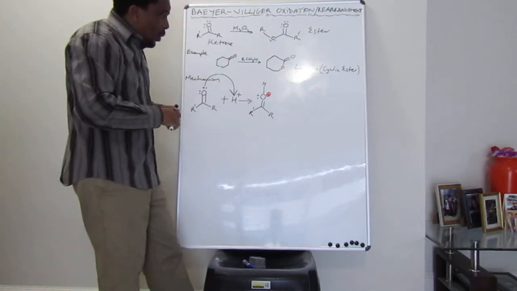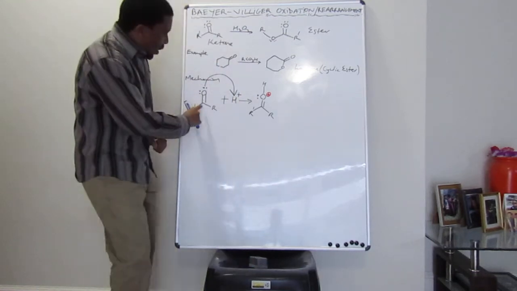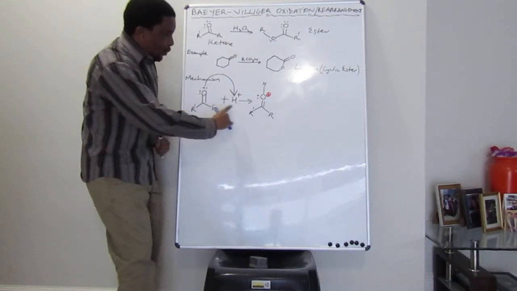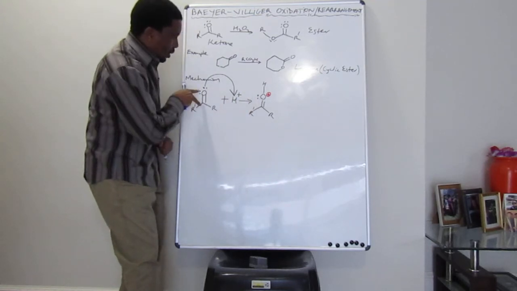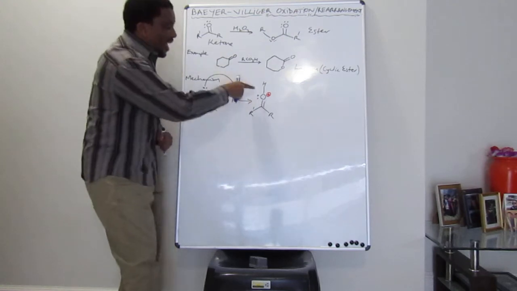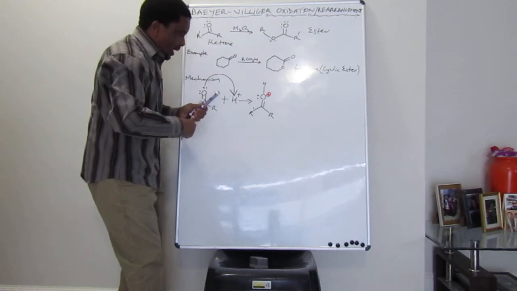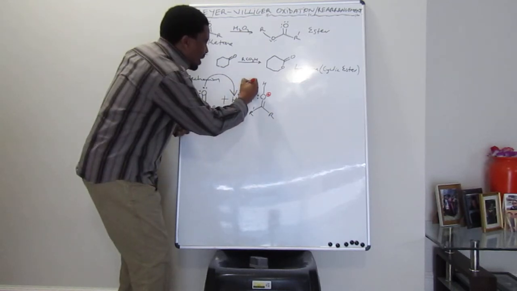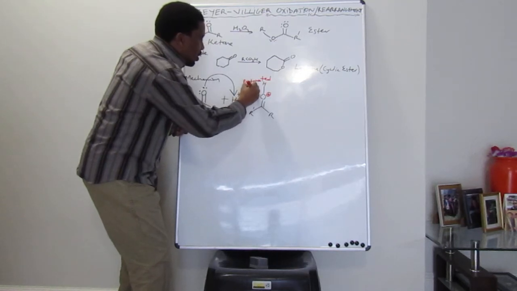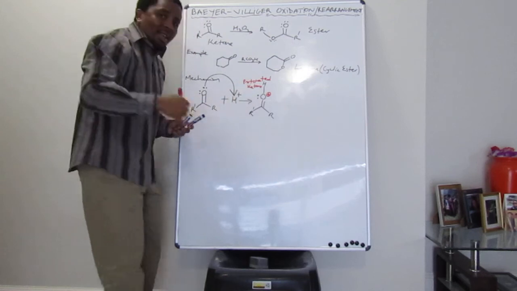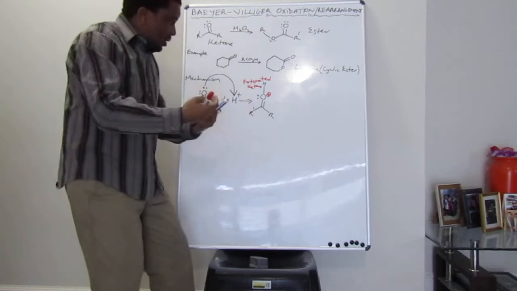Now, what is it that I formed here? If I look at here, I've got a ketone. What do I have here? Yes, R, R, double bond oxygen. And then here, there is an extra proton. Therefore, this becomes what we refer to as a protonated ketone. A protonated ketone.